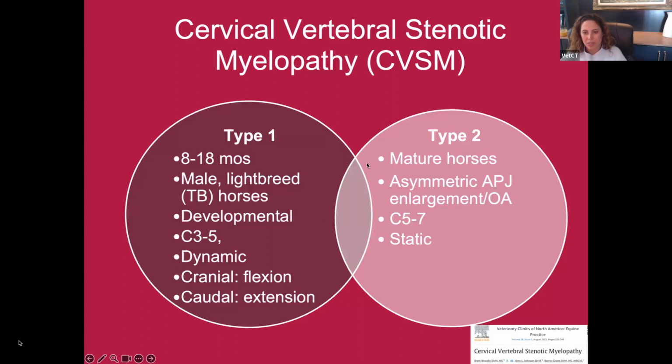The second type is mature horses, but they can show up as young as 1 year of age. That's why there's a Venn diagram here, because they can sometimes be challenging to differentiate. These horses have asymmetric articular process joint enlargement or osteoarthrosis, oftentimes due to degenerative change. This tends to be the horses that are affected in the caudal cervical spine, so C5 to C7. This is often more of a static change, but again, there's some overlap here, so they don't always read the book perfectly.